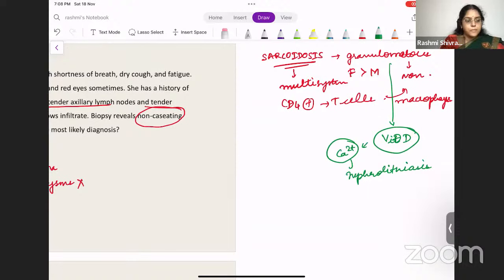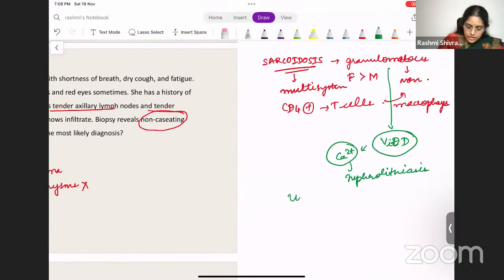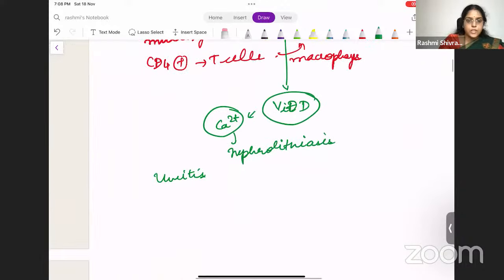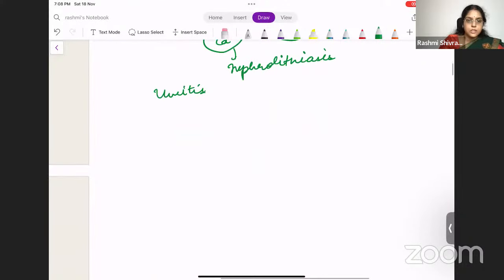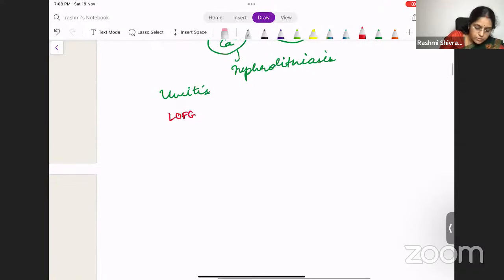So what do we see? Why do we have the red eyes? Red eyes are because of uveitis, right? There are two syndromes which are associated with this. The first one we'll see is Lofgren syndrome. You need to remember these names. These are often asked in MCQs. Lofgren's syndrome, right? What does this consist of?